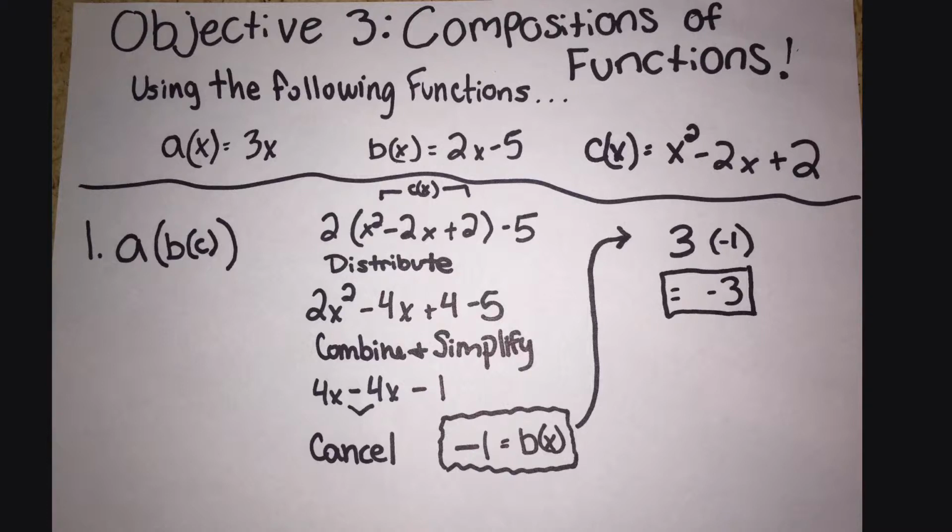Therefore, we will plug in negative 1 for x in a of x. So, 3 times negative 1 gives you negative 3, and there's your answer.